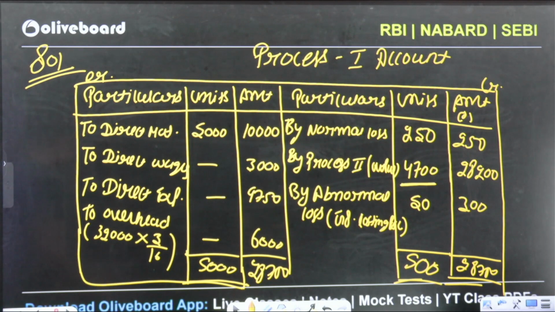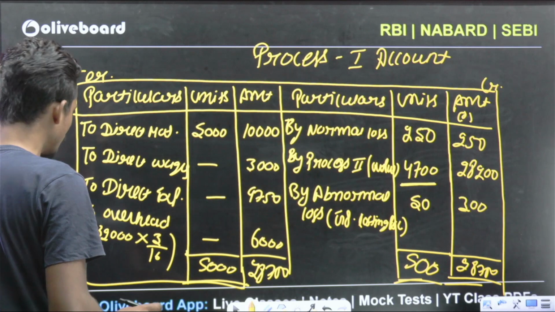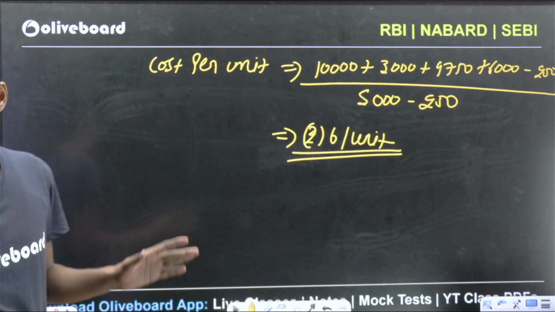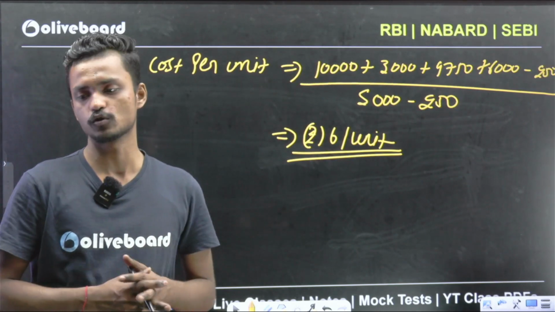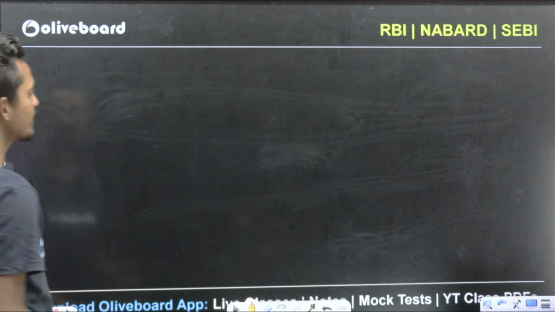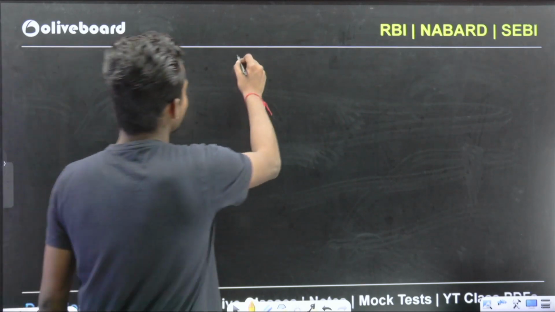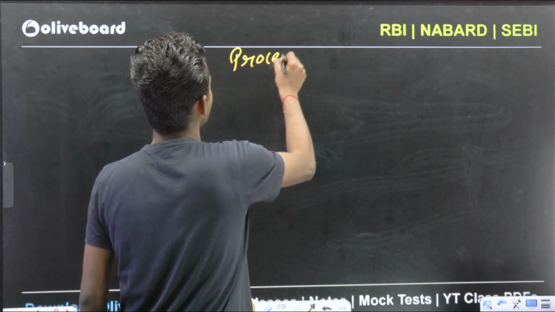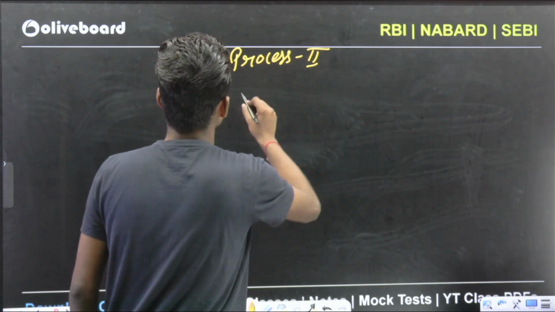Now you can simply prepare your process second account also, and in the same way you can prepare your process third account also. That's all about the process account. I am hoping right now you are able to prepare. I can also help you with preparing the process 2 account.